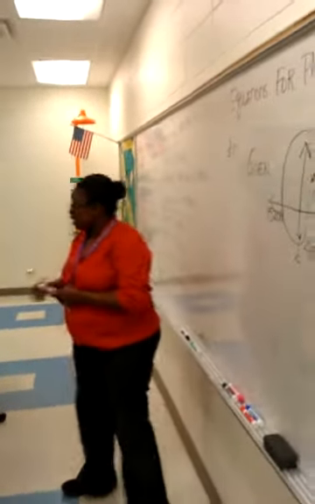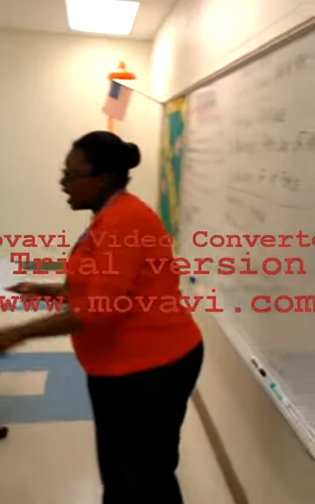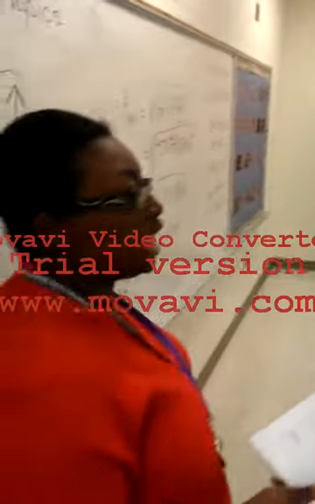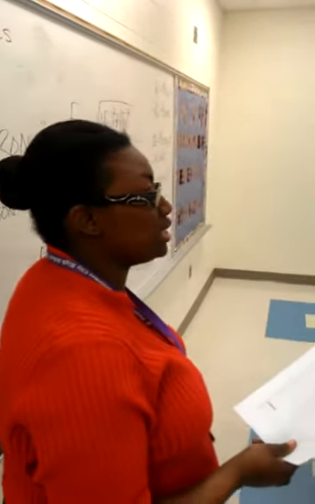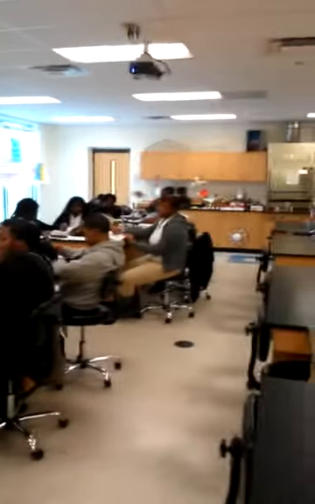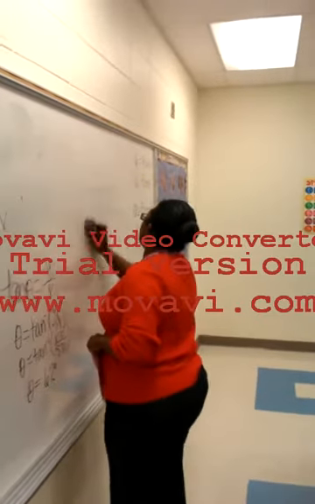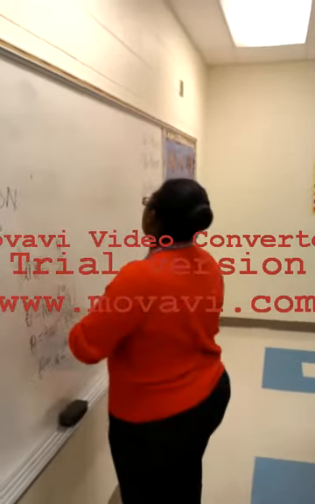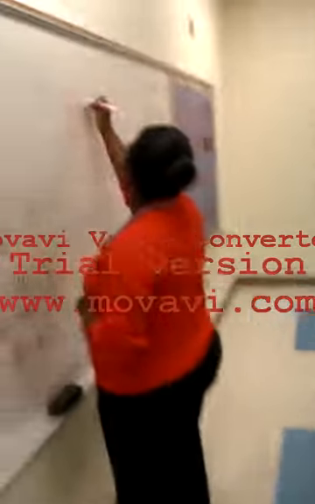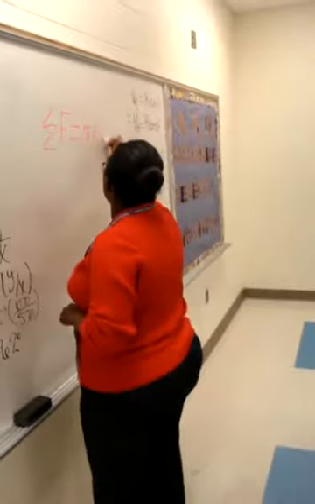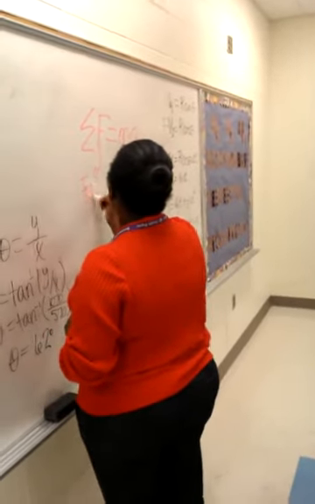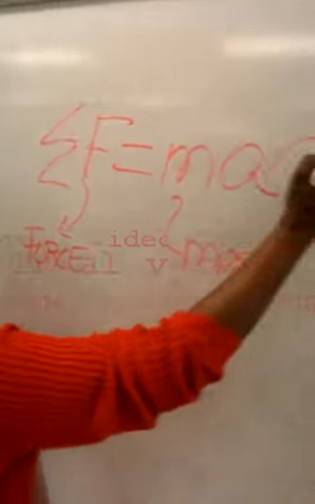Now, when we start to talk about Newton's second law, it tells us that the acceleration of an object is directly proportional to the net force acting on the object and inversely proportional to the object's mass. So the equation that we're going to use for Newton's second law is the summation sign of force equals mass times acceleration. So this is your force, this is your mass, and A is your acceleration.